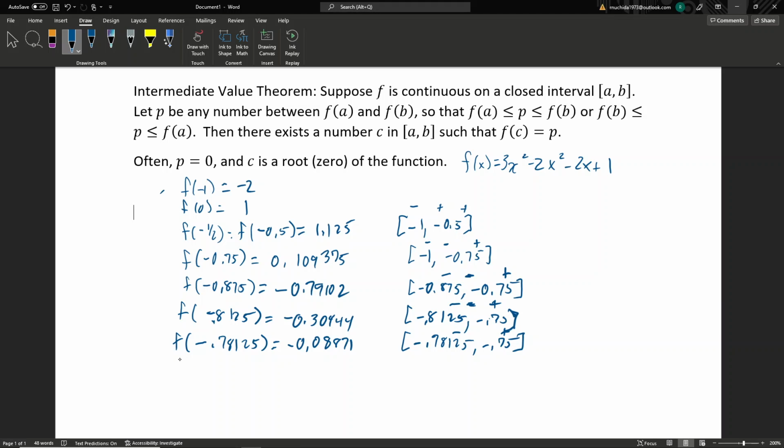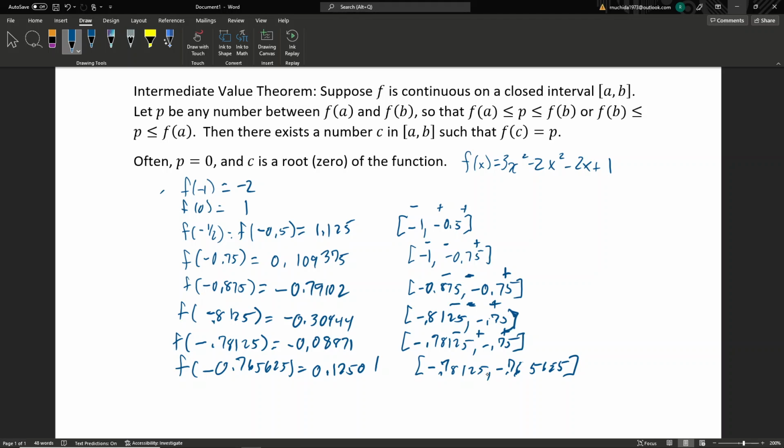Again, that was negative, that was positive. So plugging in the value halfway between there, let's just do one more: negative 0.765625. Plug that into the function, I get positive 0.12501, so it's now positive. So it must be between negative 0.78125 and negative 0.765625. So we got really close. So it must be somewhere in between these values.